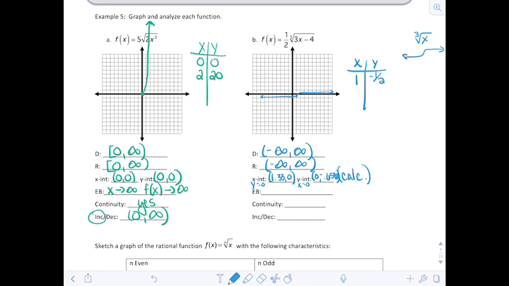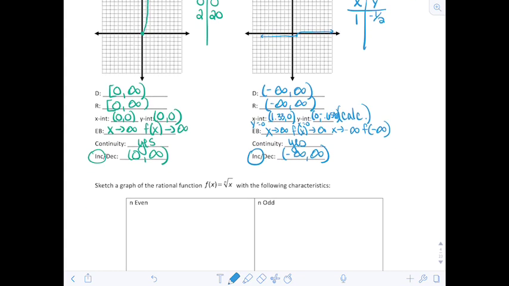Okay? End behavior. So as x goes to infinity, my function, believe it or not, will go to infinity. And as x goes to negative infinity, my function will also go to negative infinity. Yes, it is continuous, and it is always increasing from negative infinity to infinity.